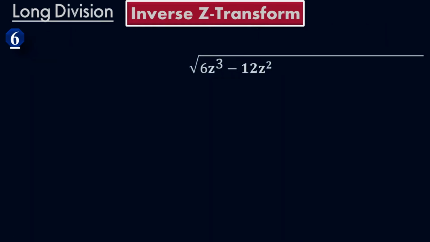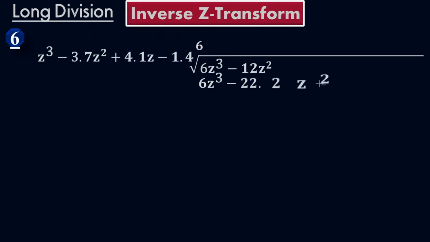Put the numerator inside and the denominator outside. First, take the product of 6 to get 6z cubed minus 22.2z squared plus 24.6z minus 8.4. Look, it is a simple long division method. You must be familiar with this. It is simple algebra. Just take the product of 6 with all the terms here. 6 times z cubed is 6z cubed. 6 times negative 3.7z squared is negative 22.2z squared. 6 times 4.1z is 24.6z. 6 times negative 1.4 is negative 8.4.